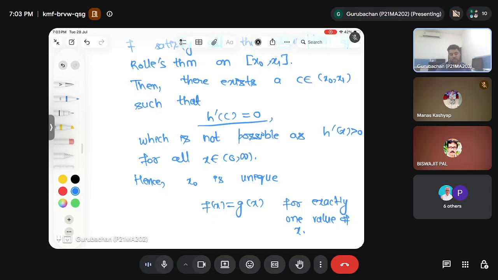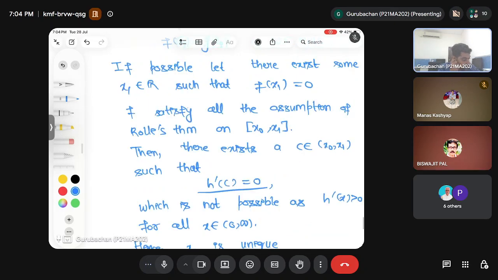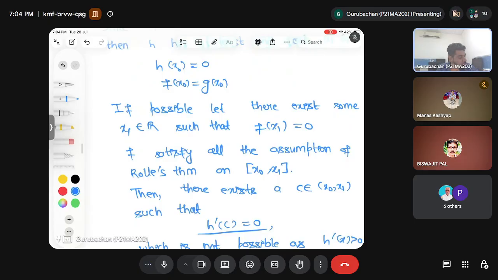If you have any doubt, you can ask. Rolle's theorem has been applied for the function h of x. Yes, for the h of x. Okay, so I wrote f here, sorry. Thank you. Is it correct now?